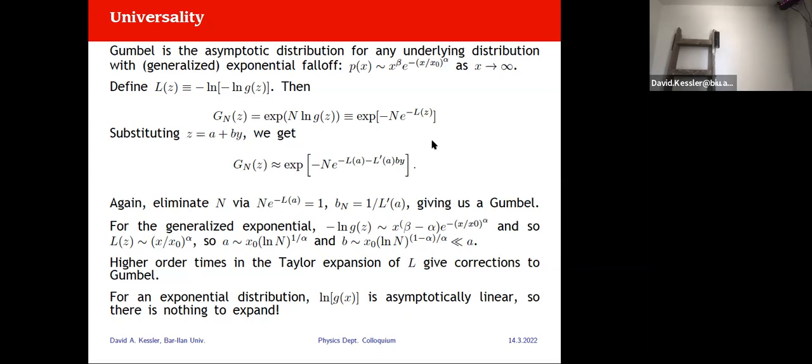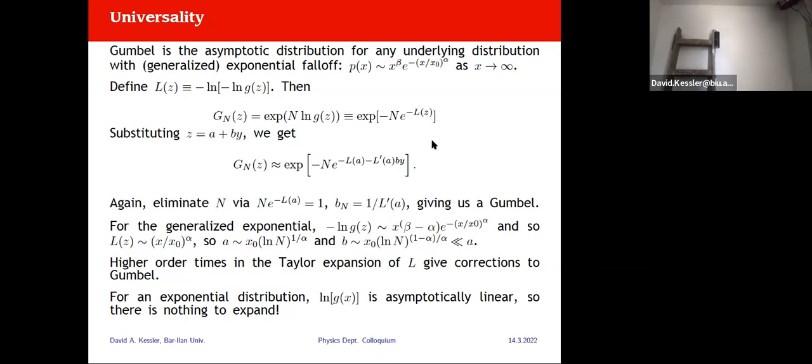Well, this is what Fisher and Tippett did, but they did it their way, and I'm doing it my way. And it's a very simple argument again. All we need to do is define capital L, L for logarithm, as minus the log of G. That's what you have to do. In terms of which, you can write down G of n exactly as e to the minus n, e to the minus L. Because we know what we're looking for. We're looking for Gumbel, which is e to the minus e to the minus x.